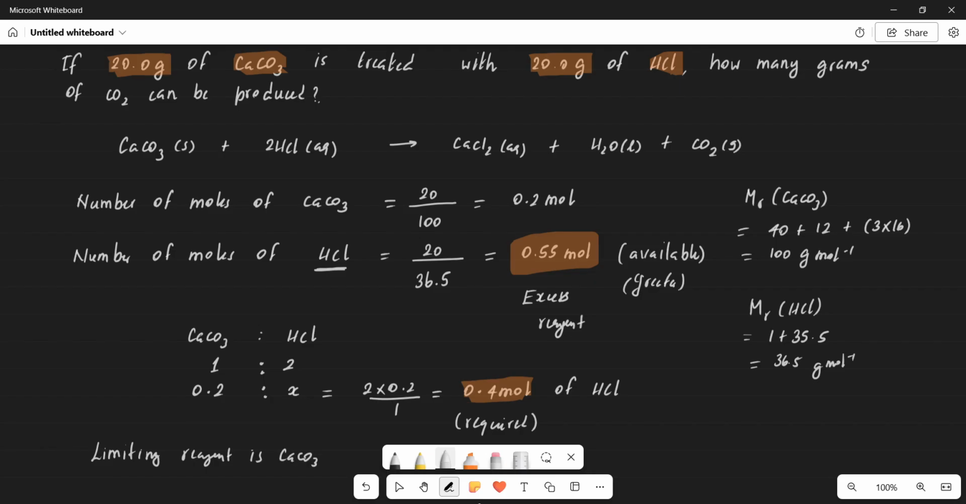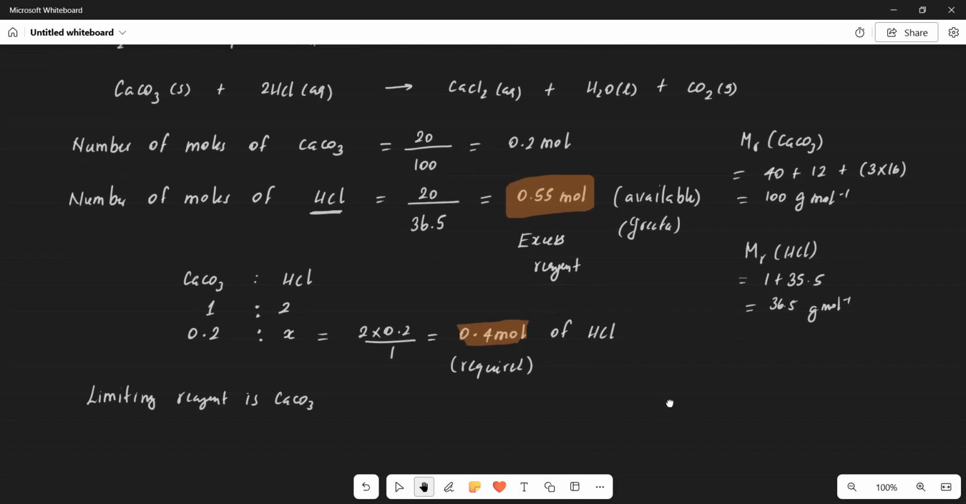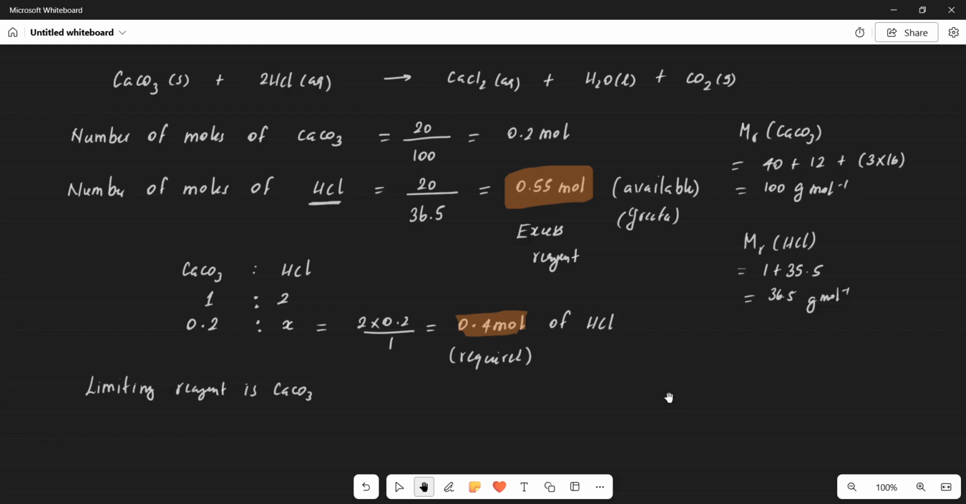Now they are asking how many grams of carbon dioxide are produced. I need to calculate the amount of carbon dioxide produced with respect to the number of moles of calcium carbonate, because HCl is in excess. This is not going to stop the reaction. The limiting reagent is the one which gets completed first, and that will stop the reaction. Further reaction will not happen because calcium carbonate will be consumed completely.